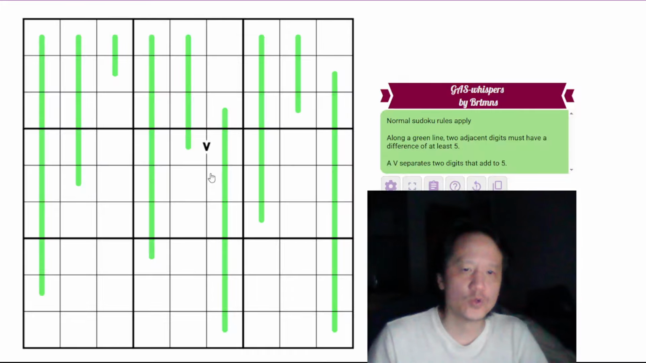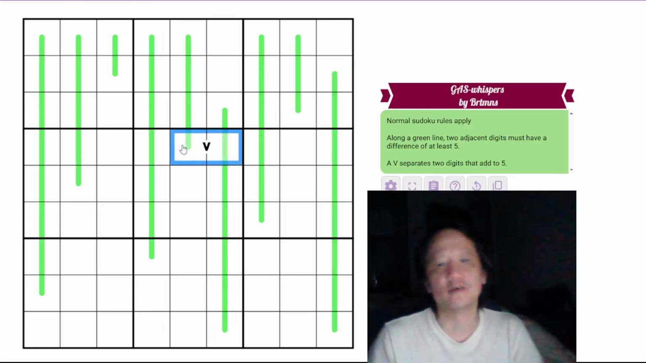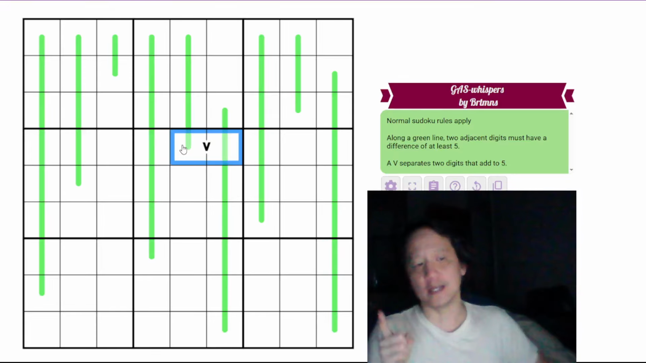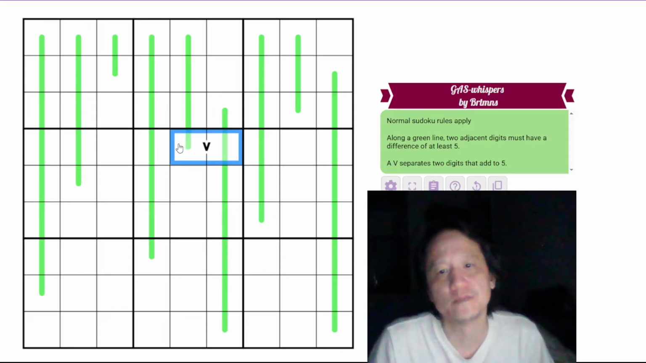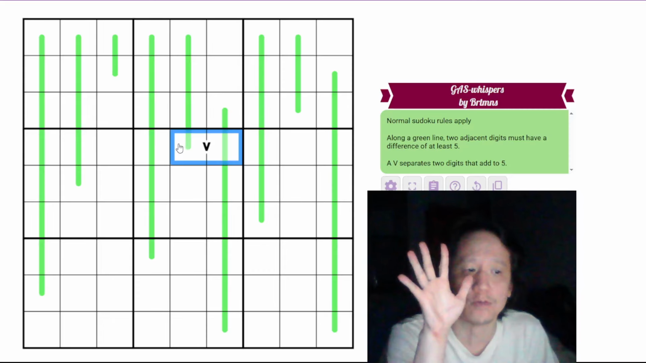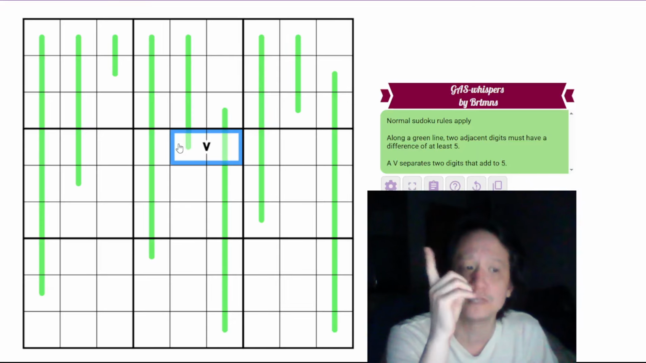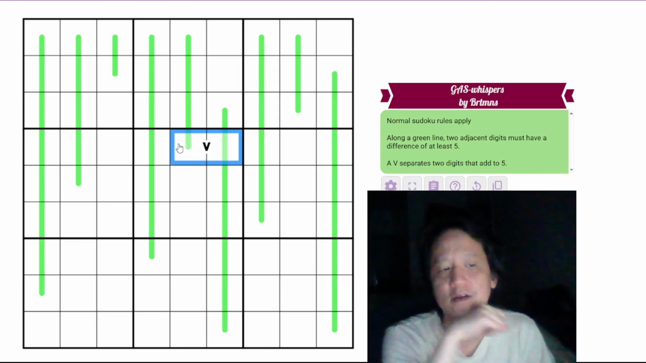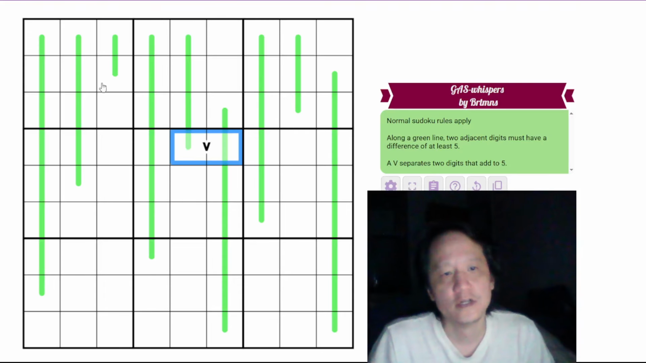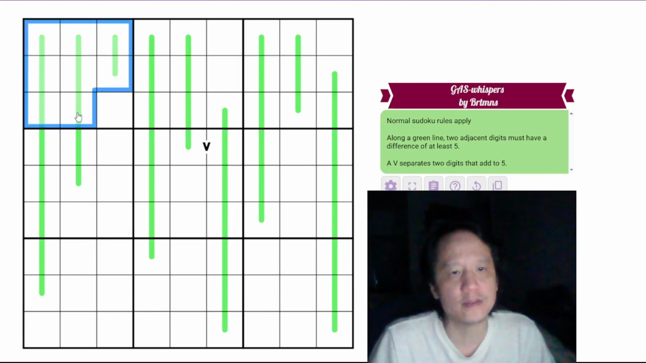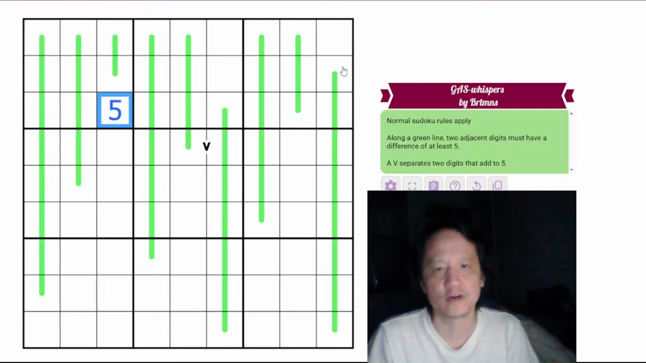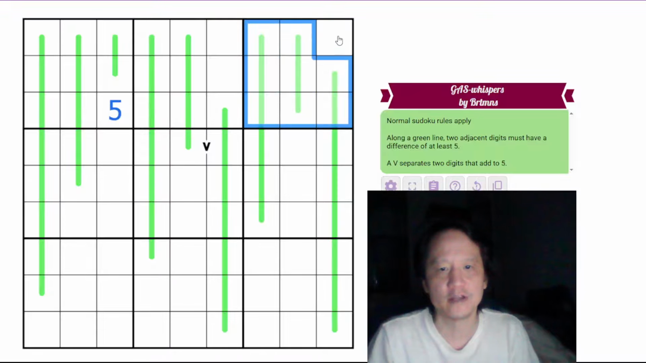Okay, a couple of things about whisper 5 lines. First of all, 5 can never be on a whisper 5 line in normal Sudoku. The reason is if you subtract 5 or more from 5, you get 0 or less, which is not a normal Sudoku digit. If you add 5 or more to 5, you get 10 or more, which are not digits. So because of that, we know in these boxes where the 5 has to be. In this box, these are all on a whisper 5 line, so this must be 5 here. These are all on a whisper 5 line, so the 5 has to be here.